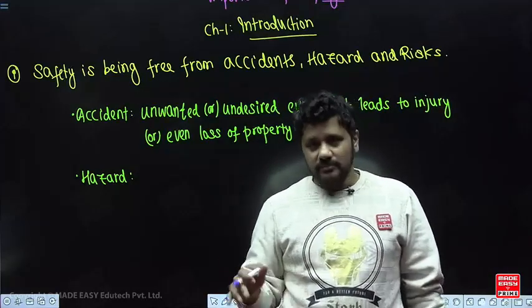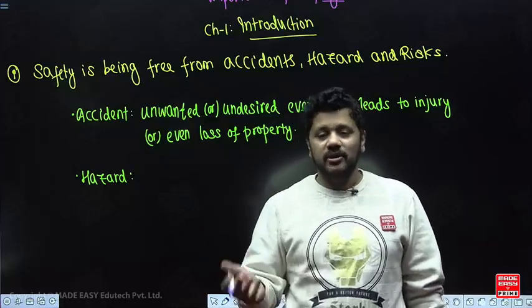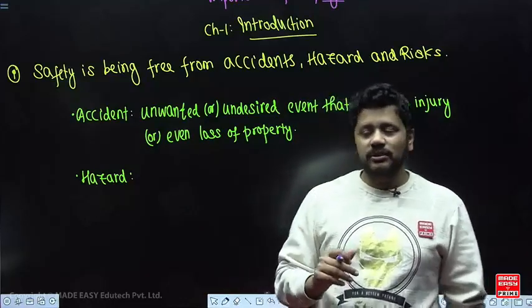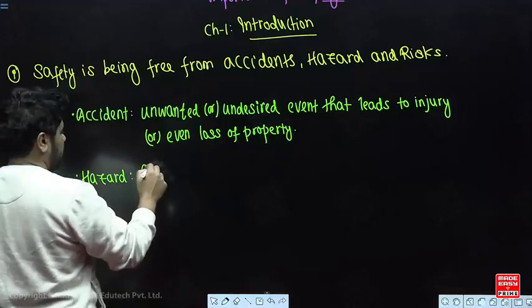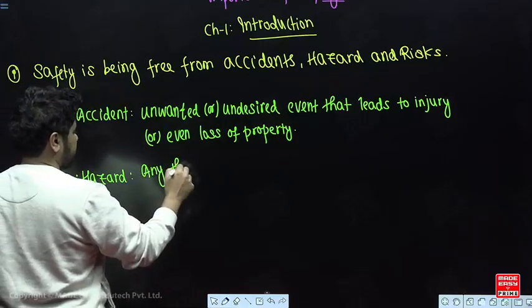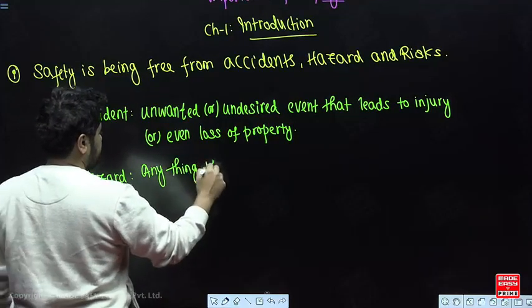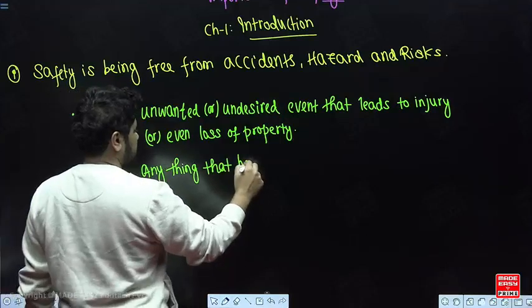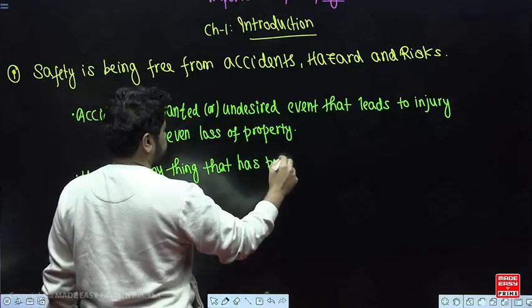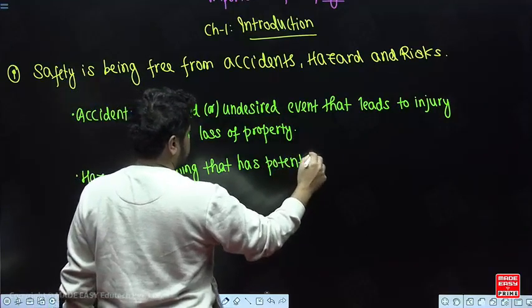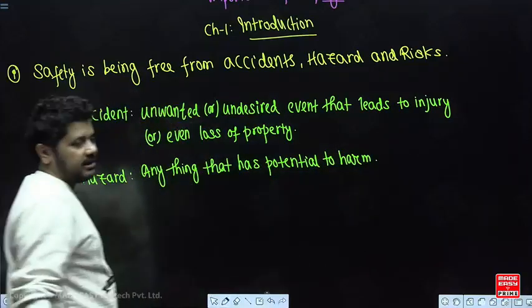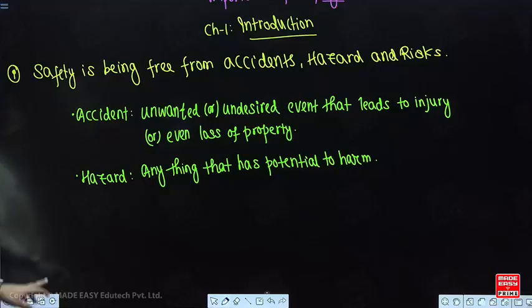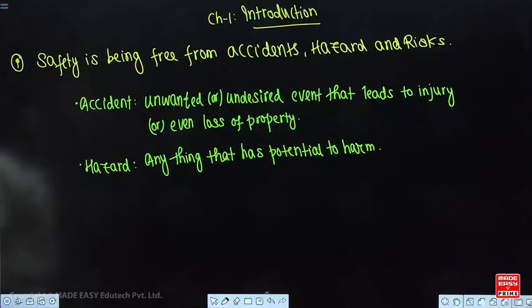डॉग बाहर के लिए, स्नेक हजार्ड, because it has a potential to harm human body, right? So what is hazard? Hazard is anything that has potential to harm. कोई भी ऐसा चीज जो हमें क्षति पहुंचा सकता है, इसको हम लोग बेसिकली बोलते हैं हजार्ड. So anything that has potential to harm.